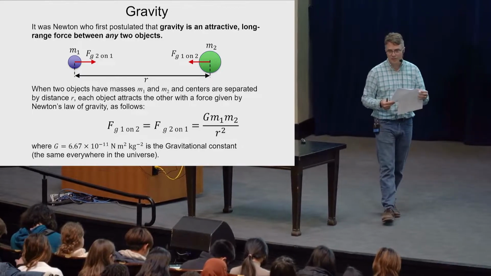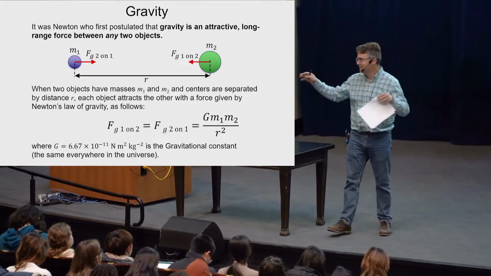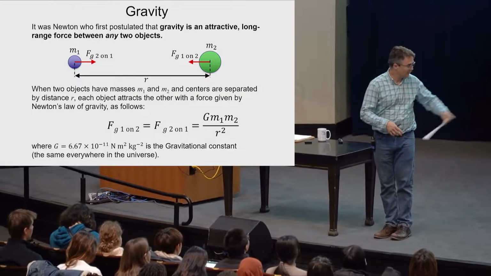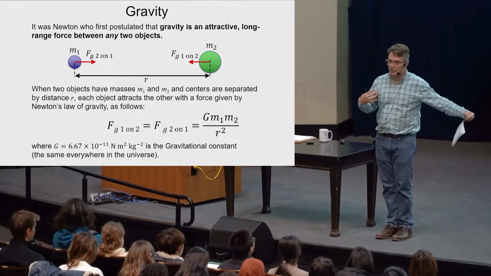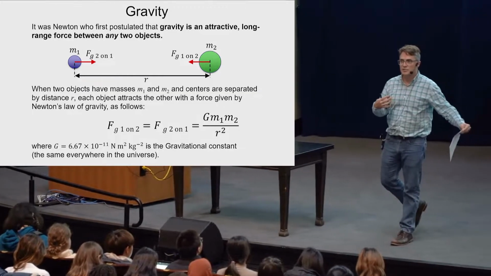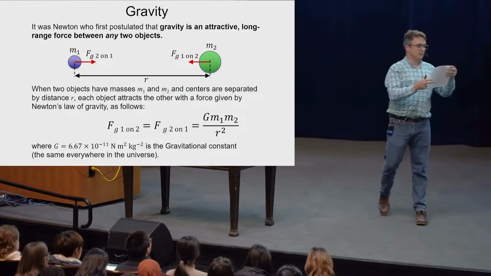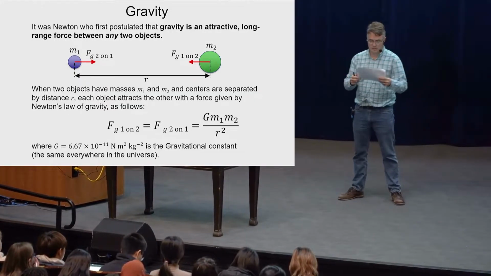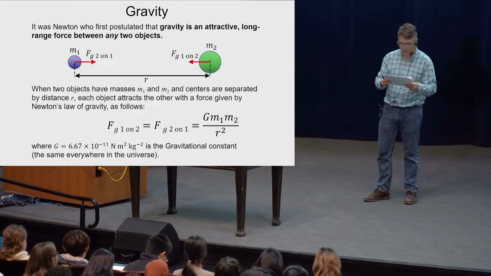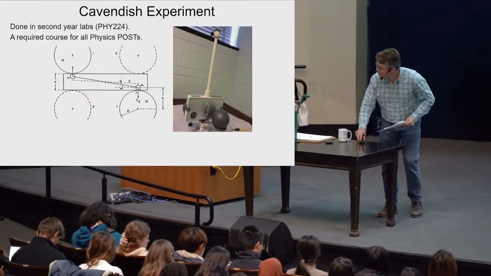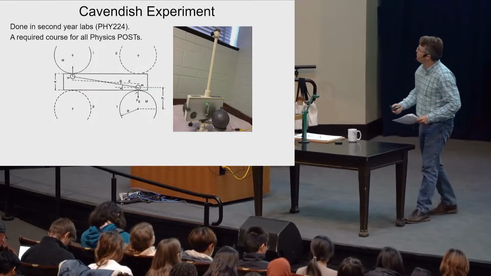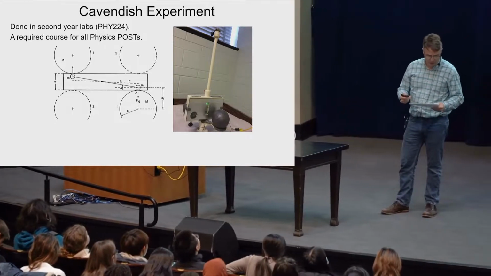So what I'm actually postulating is that between any two masses, me and, I don't know, that speaker over there, we're attracted to each other a little bit because we both have mass. Or any two people in this room are attracted to each other because there's mass and that's pulling you towards each other. And this is a picture of the Cavendish experiment, which you can do in Physics 224, practical physics.